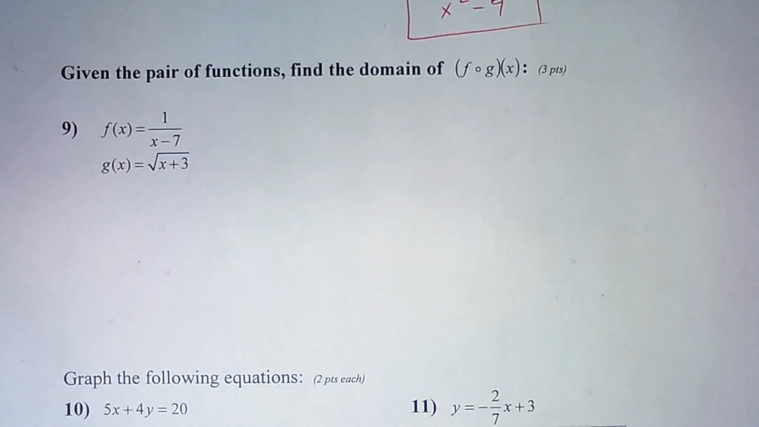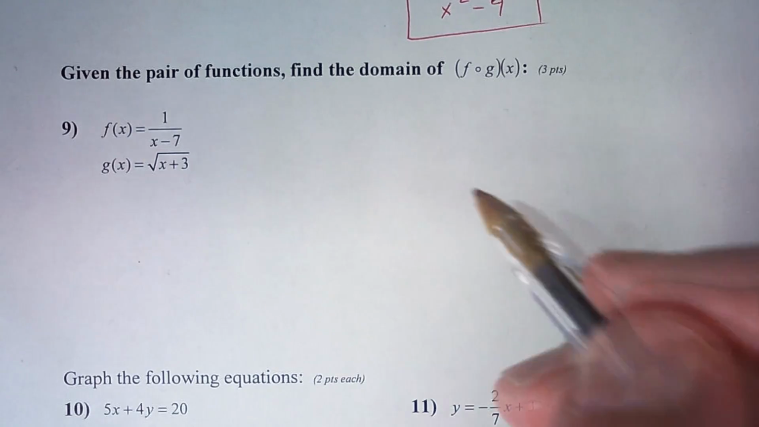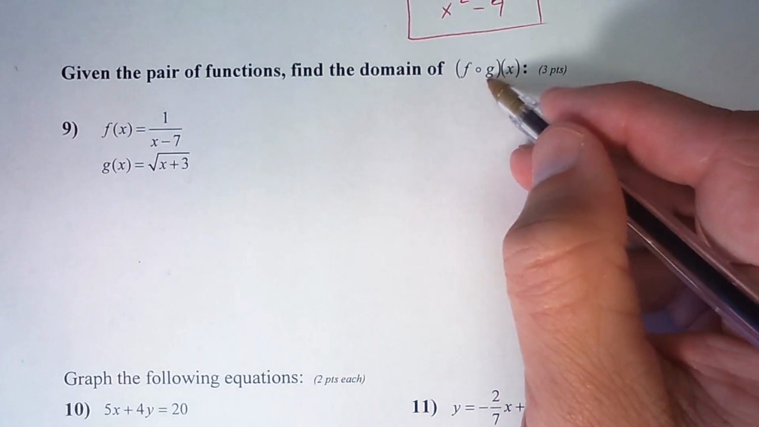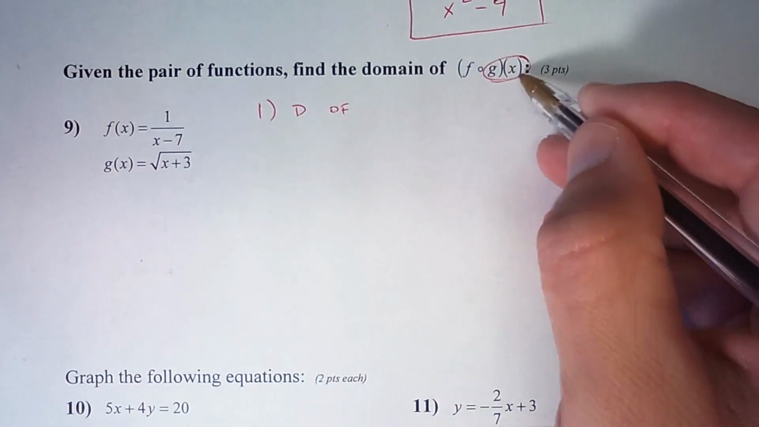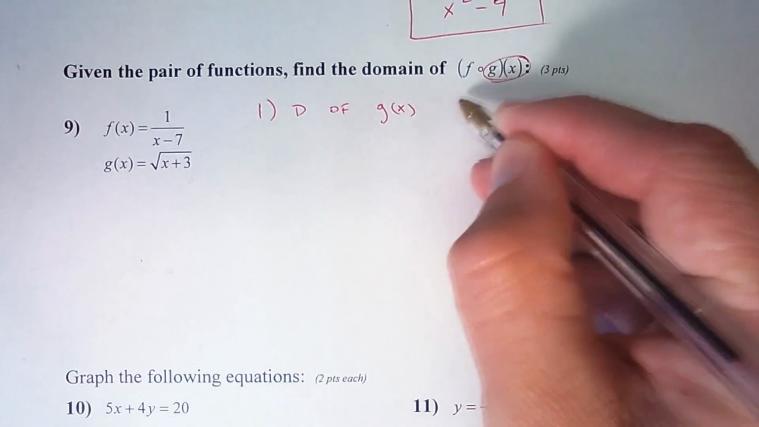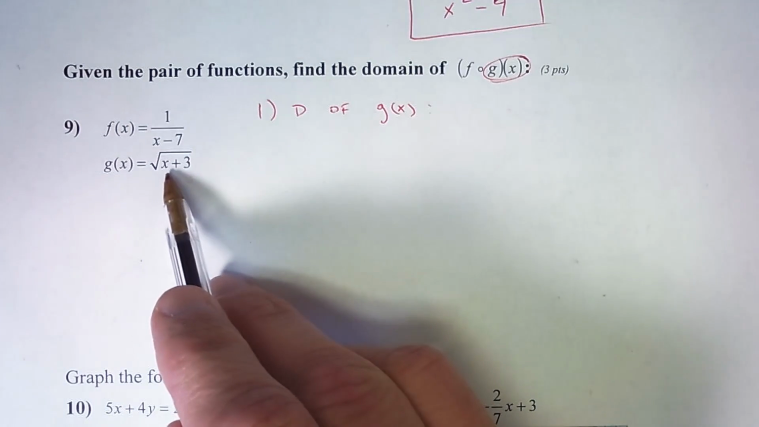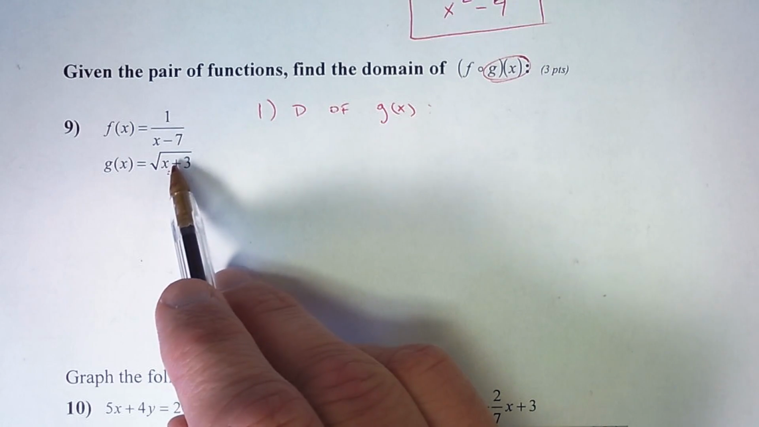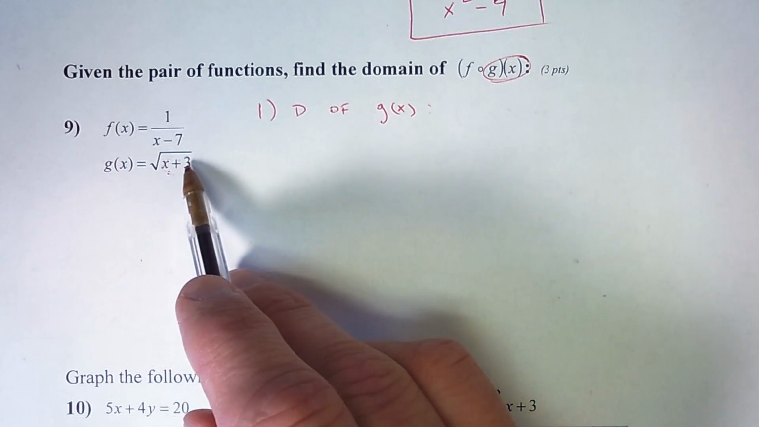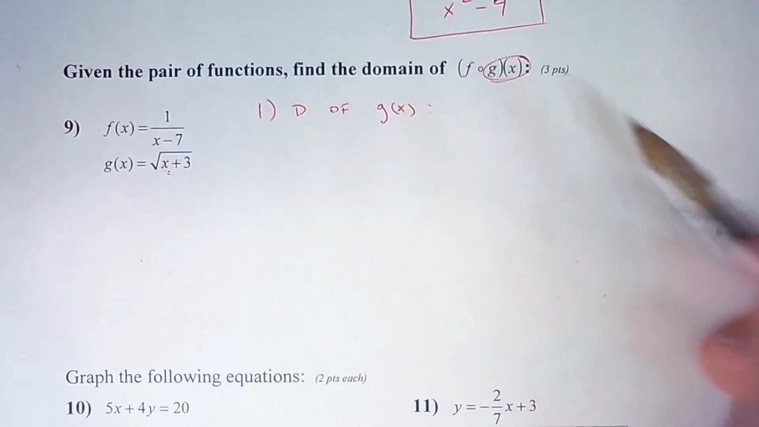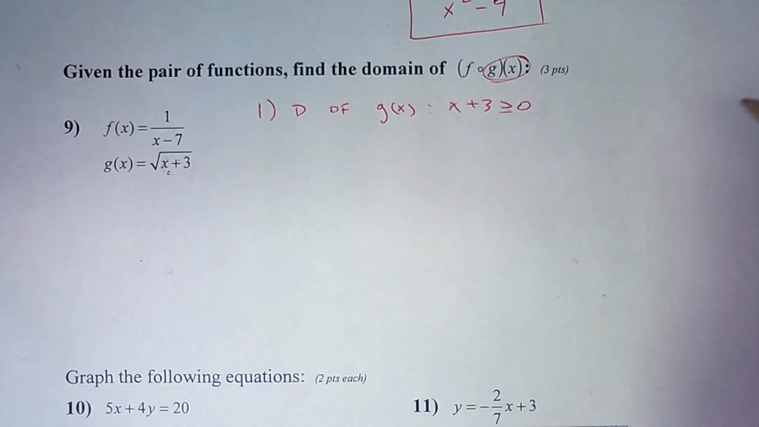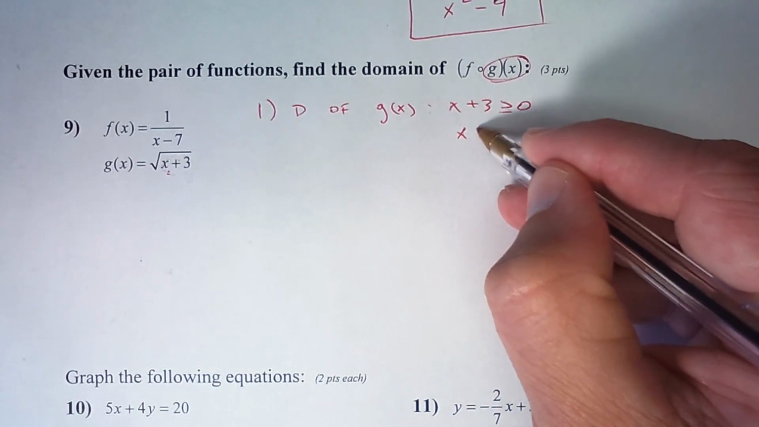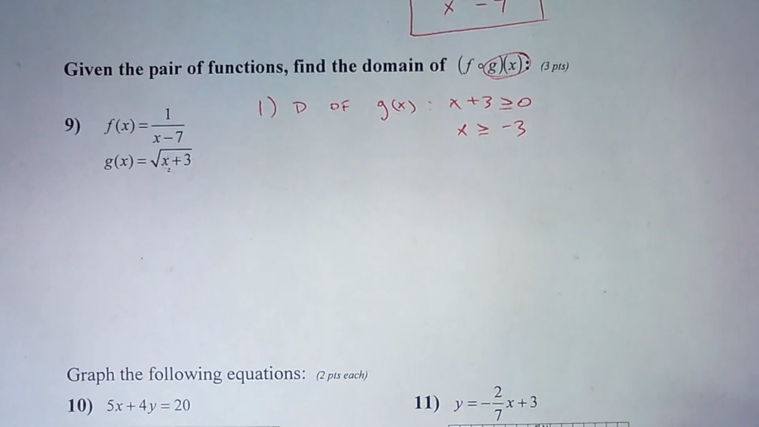Now find the domain of f of g of x. To do this, I start with the inner function. I find the domain of the inner function, g of x. Now g of x has x under a radical, which means that what's under here has to be greater than or equal to 0. So x plus 3 is greater than or equal to 0, which means x is greater than or equal to negative 3.